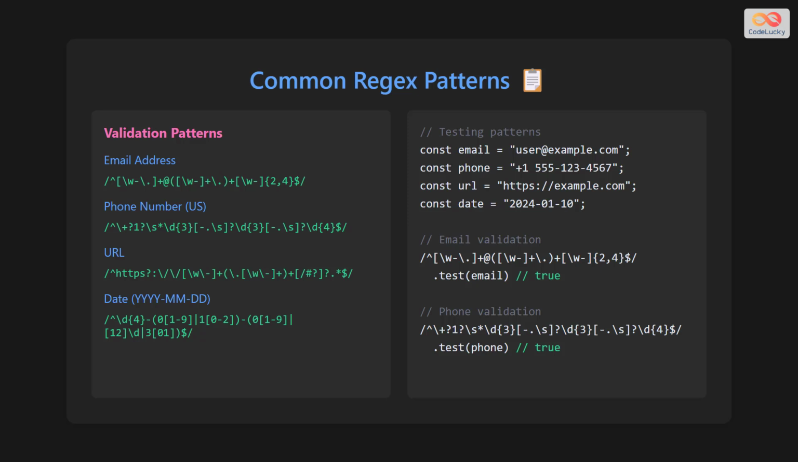Regular expressions are often used for data validation, and there are standard patterns used for common use cases. The email pattern matches email addresses. The phone number pattern matches US phone numbers. The URL pattern matches URLs starting with HTTP or HTTPS. The date pattern matches dates in the YYYYMMDD format. In the code example, the email pattern is tested against a valid email and returns true. Similarly, the phone number pattern is tested against a US phone number and returns true.